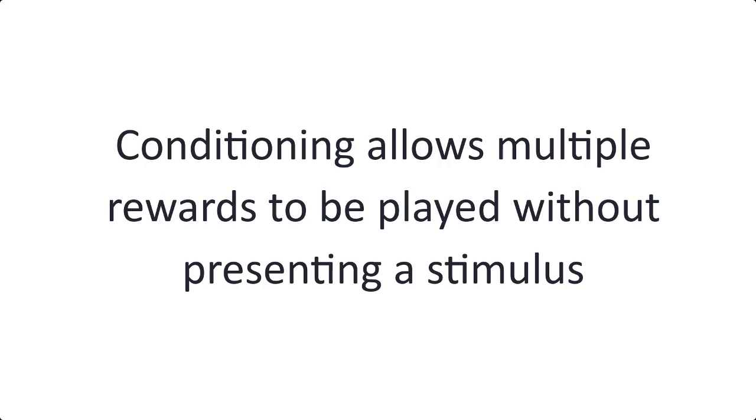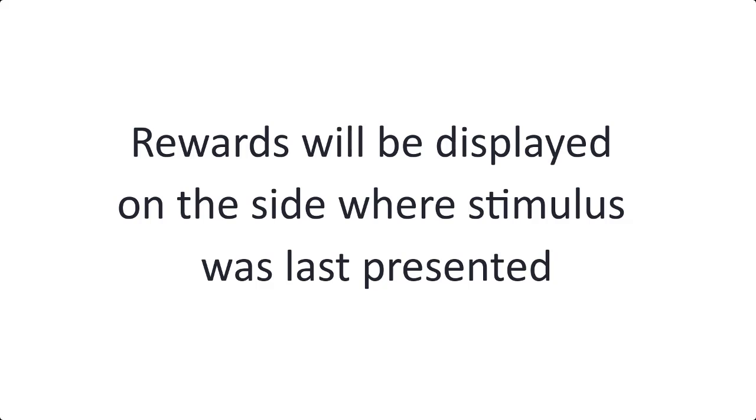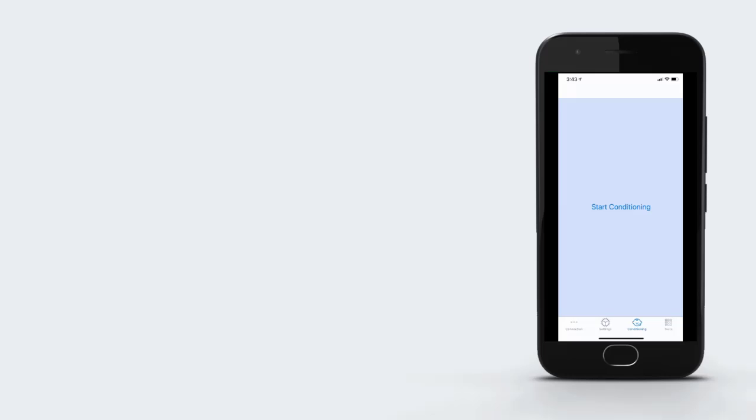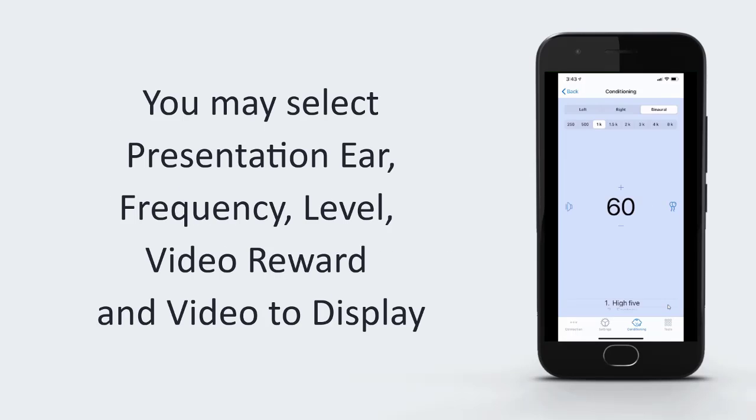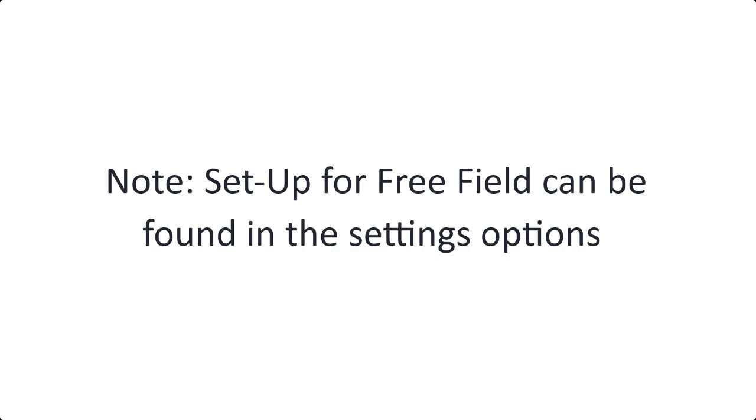Conditioning allows multiple rewards to be played without presenting a stimulus. Rewards will be displayed on the side where stimulus was last presented. The reward screens will turn black when the Start Conditioning button is clicked. You may select presentation ear, frequency, level, video reward, and video to display. Note: setup for free fields can be found in the settings options.